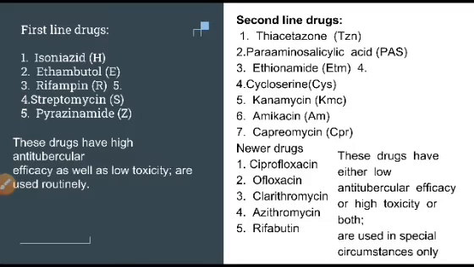Second line drugs: thiacetazone, para-aminosalicylic acid, ethionamide, cycloserine, kanamycin, amikacin, capreomycin, and there are some newer drugs added, though not much newer: ciprofloxacin, ofloxacin, clarithromycin, azithromycin and rifabutin. These drugs have either low anti-tubercular efficacy or high toxicity or both. These are used in special circumstances only.